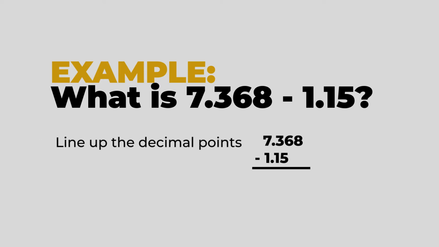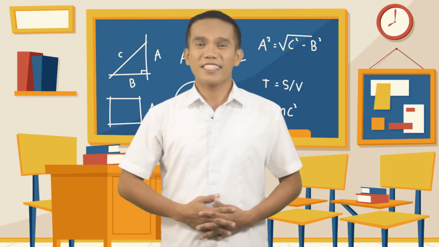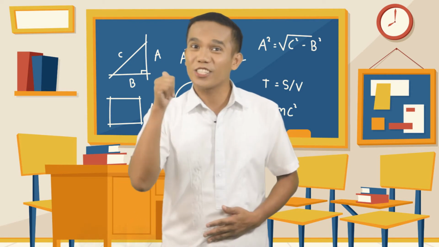Line up the decimal points. 7 and 368 thousandths minus 1 and 15 hundredths. Add with zeros. 7 and 368 thousandths minus 1 and 150 thousandths. Subtract. 7 and 368 thousandths minus 1 and 150 thousandths is equal to 6 and 218 thousandths. The answer is 6 and 218 thousandths. Were you able to recall this? I hope you did. Great job!